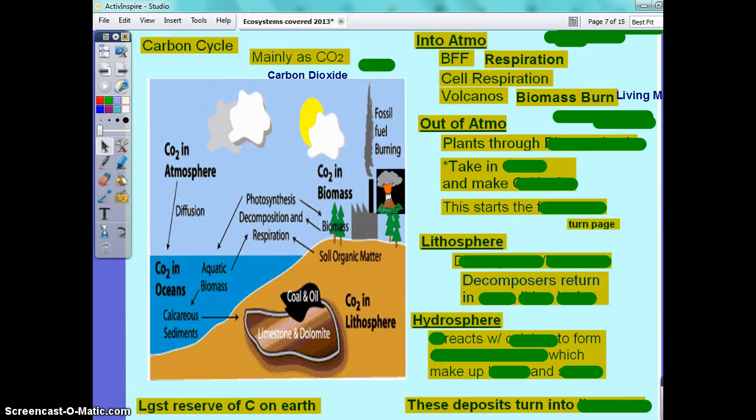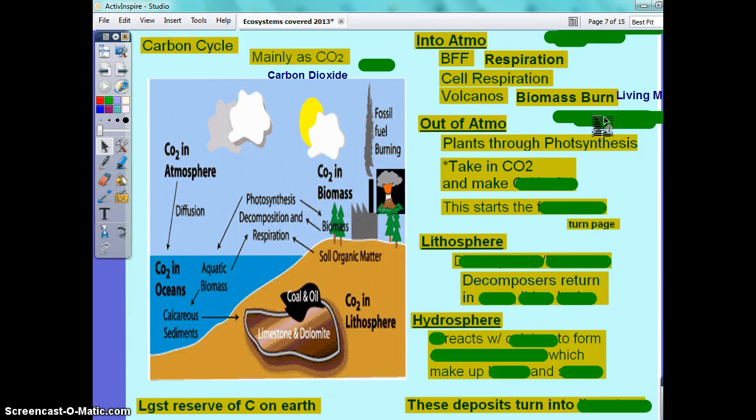How does carbon dioxide get away from the atmosphere? When we breathe, no. We breathe it out. Who takes it back in? Plants. Through a process called photosynthesis. They're going to take the carbon dioxide in and they're going to produce what? Oxygen, which is the air we breathe.